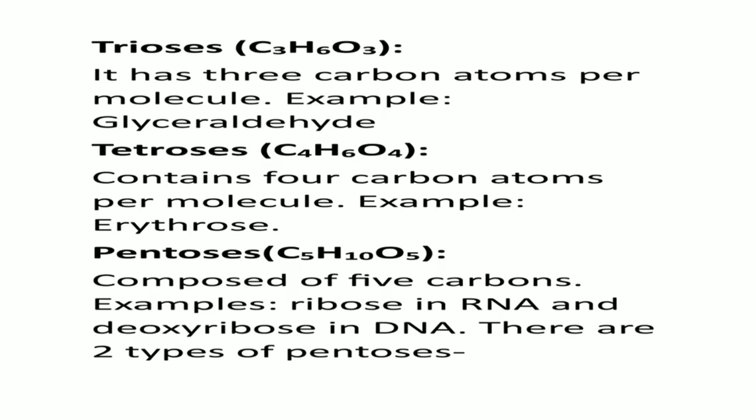Formula and examples of some monosaccharides. Trioses, C3H6O3. It has 3 carbon atoms per molecule. Example, glyceraldehyde. Tetroses, C4H6O4. Contains 4 carbon atoms per molecule. Example, erythrose.